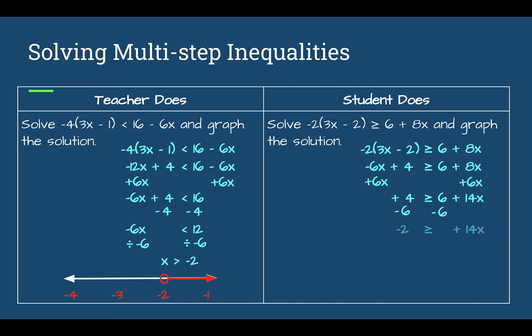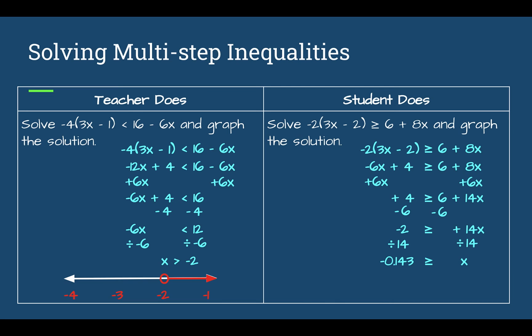Subtract 6 from both sides. -2 would be greater than or equal to 14x. Dividing by 14 then, and you would get -0.143 is greater than or equal to x, or x is less than that number.